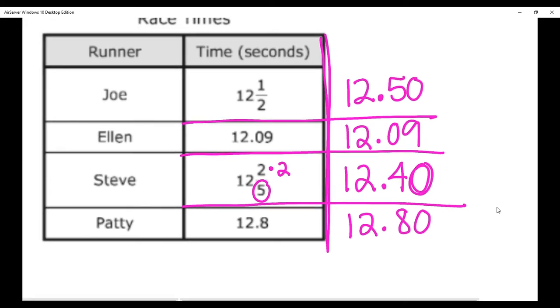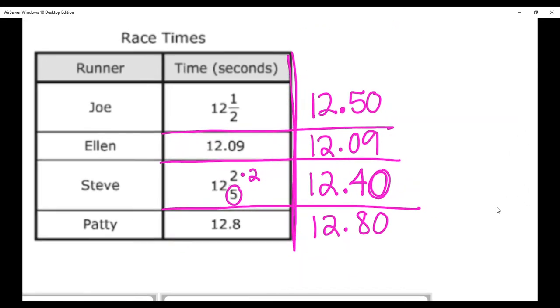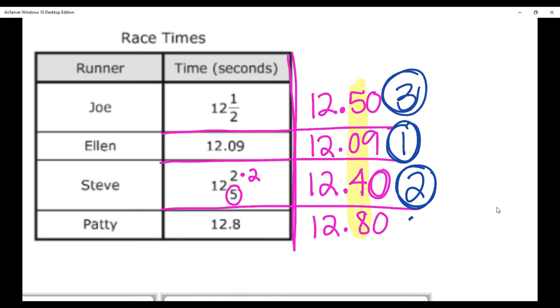So I'm going to least to greatest. So I'm finding the smallest. They're not negative, so I don't have to flip my brain or anything. So let's look. They're all 12, so I'm going to start looking in this tenths place. So the smallest one is going to be the one with the 0. So he's first. Then the 4. Then the 5. Then the 8.